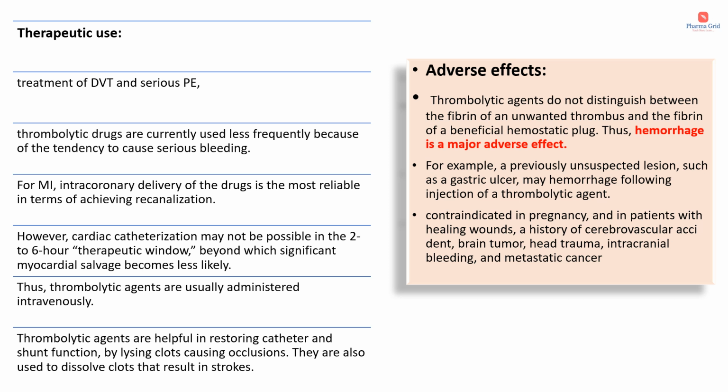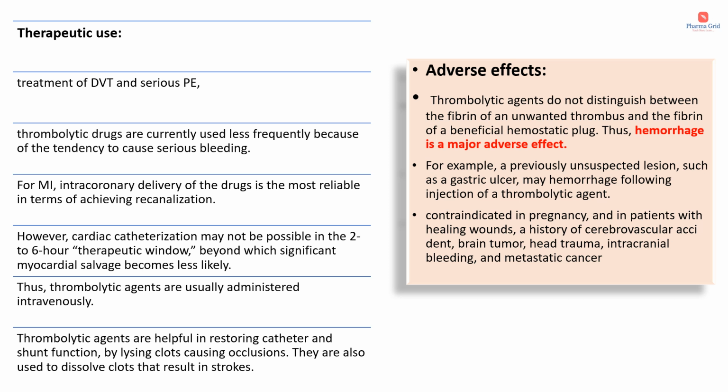Therapeutic uses of thrombolytic drugs. For the treatment of deep vein thrombosis and serious pulmonary embolism, thrombolytic drugs are currently used less frequently because of the tendency to cause serious bleeding. For myocardial infarction, intracoronary delivery of the drugs is the most reliable route in terms of achieving recanalization. However, cardiac catheterization may not be possible in the 2 to 6 hour therapeutic window, beyond which significant myocardial salvage becomes less likely. Thus, thrombolytic agents are usually administered intravenously.